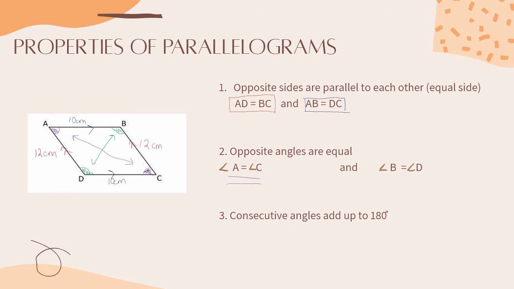The third property of a parallelogram is consecutive angles add up to 180 degrees. What does consecutive angles mean? Consecutive angles are when, let me just highlight this, the angles are adjacent or consecutive. Can you see a shape C here, a sharp C? So this is what you call consecutive angles, the angles yang ada this area. Same goes here, a sharp C. Can you see a sharp C there?